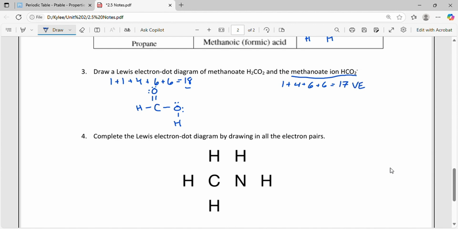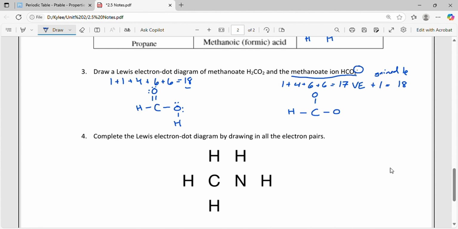Hopefully by now you notice that the electrons usually go in pairs. So having 17 electrons is a little bit weird, which is why we have this negative charge. Remember, a negative charge on an atom or an ion means that it has gained 1 electron. I actually get to add 1 more, and I actually have 18. So this is going to be very similar, except the difference is we only have 1 hydrogen.